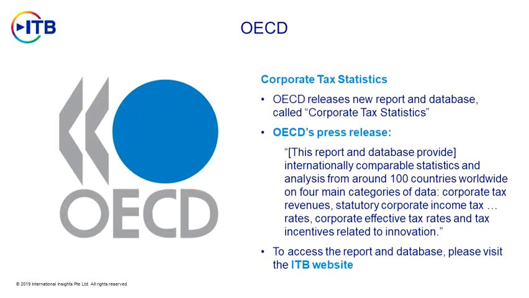The OECD has released a new report and database. According to the OECD's press release, the report and database provide internationally comparable statistics and analysis from around 100 countries worldwide on 4 main categories of data: corporate tax revenues, statutory corporate income tax rates, corporate effective tax rates, and tax incentives related to innovation. To access the report and database, please go to our website.